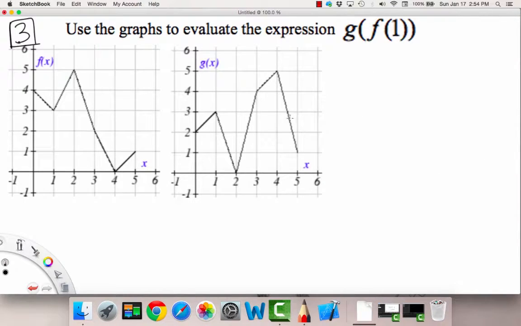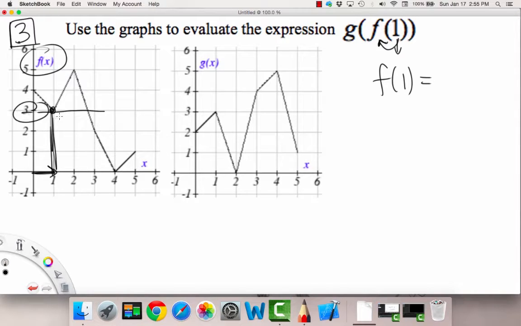Okay, problem number 3 asks us to use the graphs below to evaluate the expression g of f of 1. So here our initial input value is going to be a 1, and it's first being inputted into the function f. So we need to figure out what is f of 1. So let's look at our graph. This is our f graph over here. When we have an input of 1 on our x, then the value of our function is 3, right? So f of 1 is equal to 3.